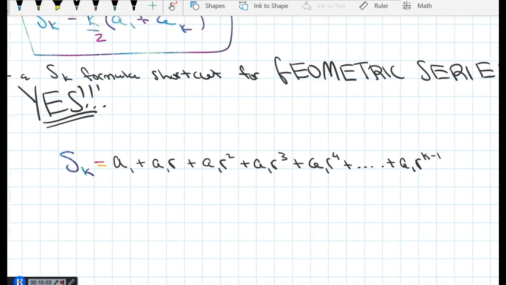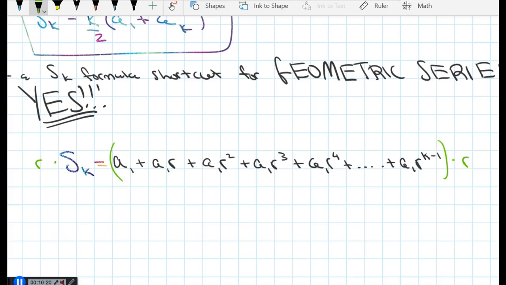Okay, this derivation is a little bit different. Here's what I'm going to do. I'm going to multiply both sides of this equation, which I'm allowed to do. I'm going to multiply both sides of the equation by r.